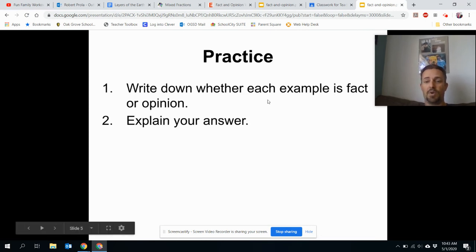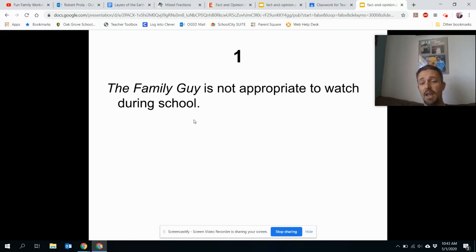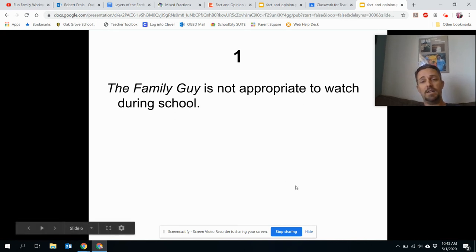So now here's some practice. Write down whether each example is a fact or an opinion. So for the next part, I want you to go look at the rest of the slideshow, and for each one, you're going to write a number one. You're going to write down whether it's a fact or an opinion, and you're going to explain why you know it's a fact or an opinion. Okay? And at the end of that, you can use the very last slide to check your answers. So go ahead and do this.